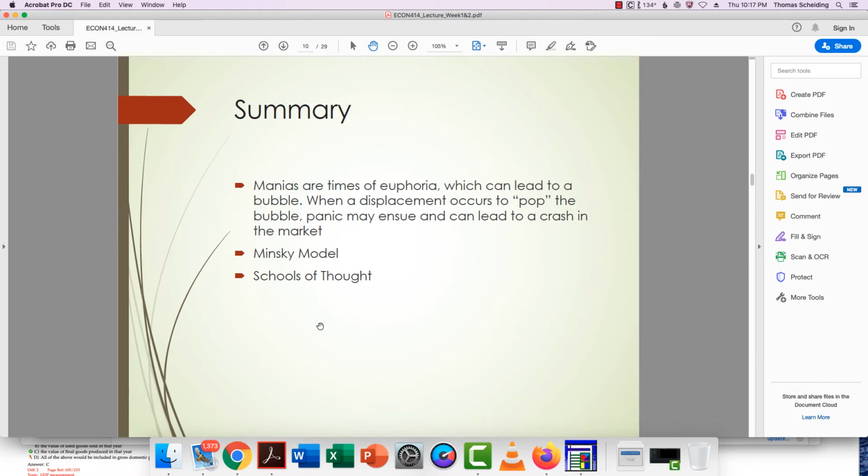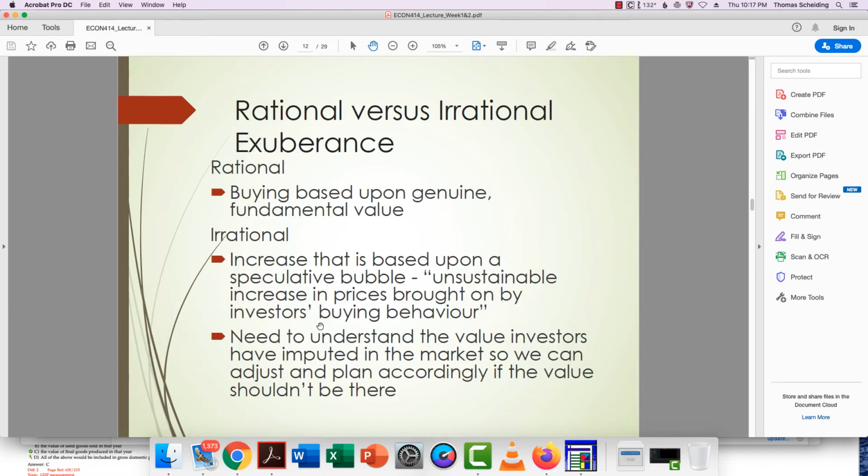Now, with the popping of the bubble, the issue then becomes, do you try to control it or not? What is that bursting of the bubble going to look like? Well, there's two ways to really think about it. The exuberance about the economy could either be rational or irrational, right?